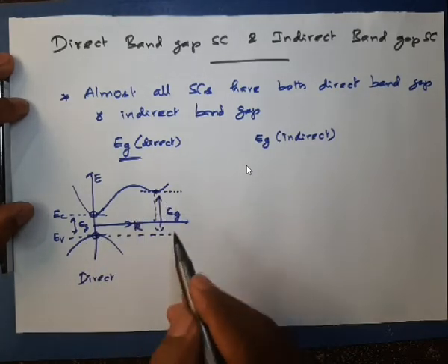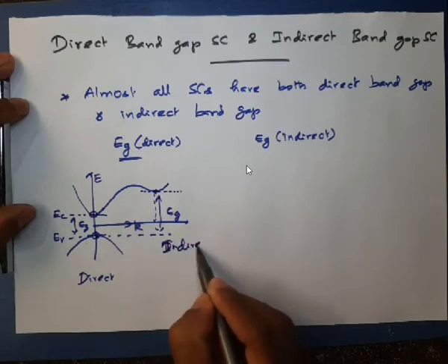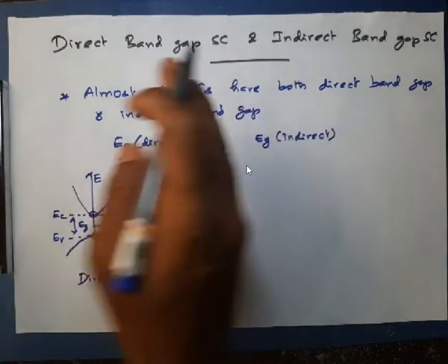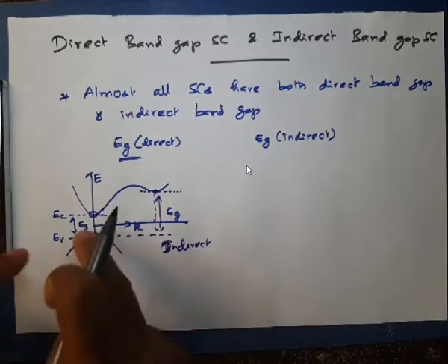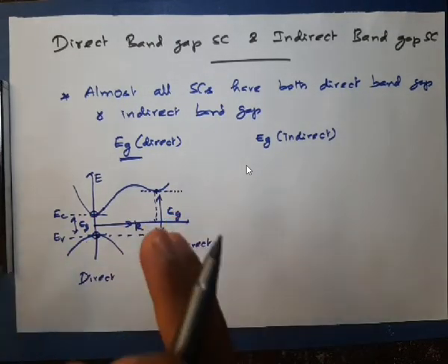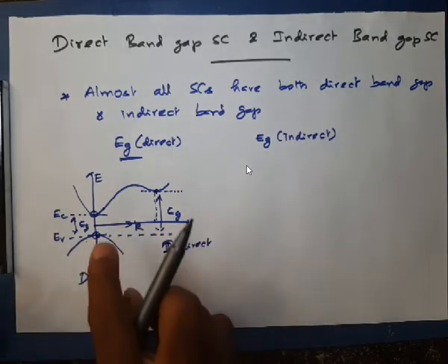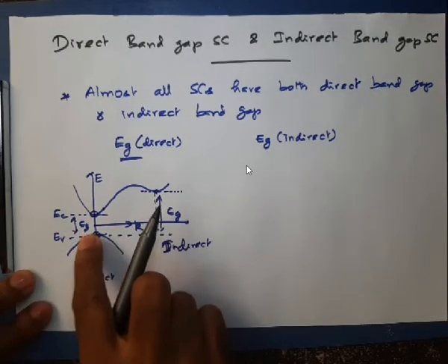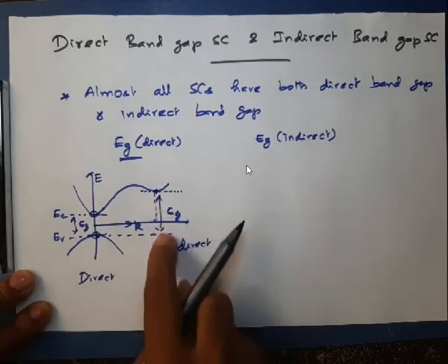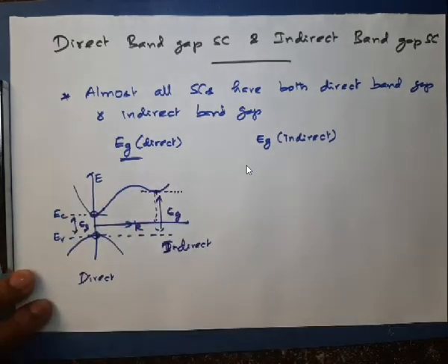Therefore, this band gap is called indirect band gap. Most semiconductors, almost all semiconductors, have both direct band gap and indirect band gap. Then how to identify whether it is direct or indirect? See the band gap value. In this case, this band gap is low compared to this band gap. Therefore, this material is called a direct band gap semiconductor.